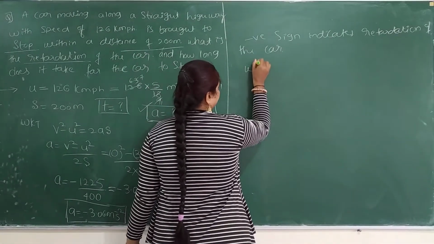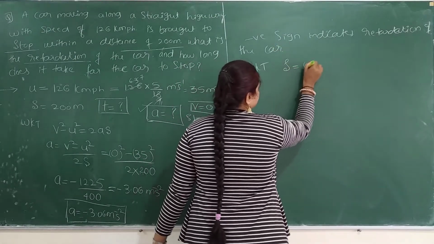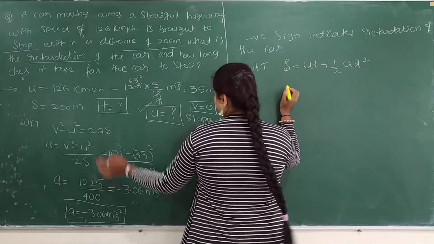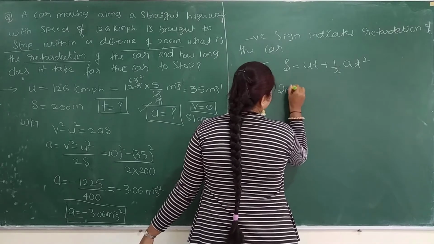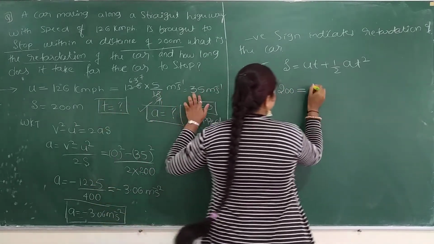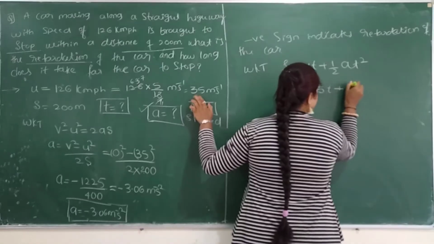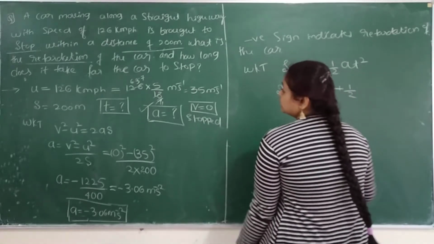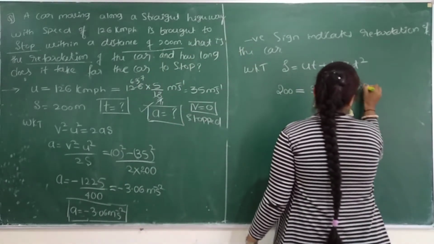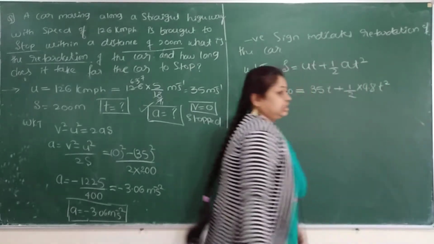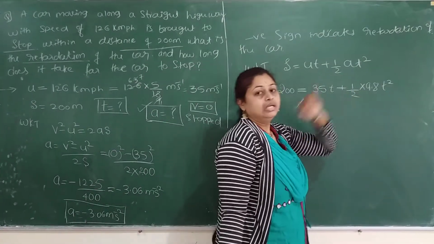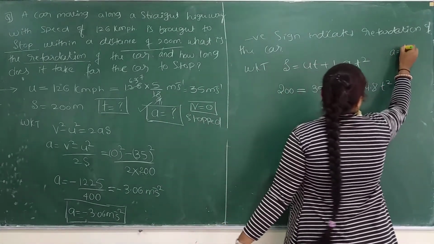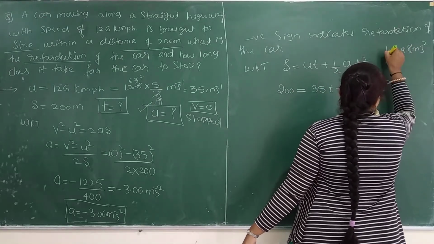What is that? The third equation of motion, S is equal to ut plus half at square. S is already given, how much is it? 200. That is equal to the initial velocity, 35t, plus 1 upon 2 into acceleration. Acceleration they have not given, so take it as 9.8, t square. If it is not given, then take the value as 9.8 meter per second square. So just write here a is equal to 9.8 meter per second square.